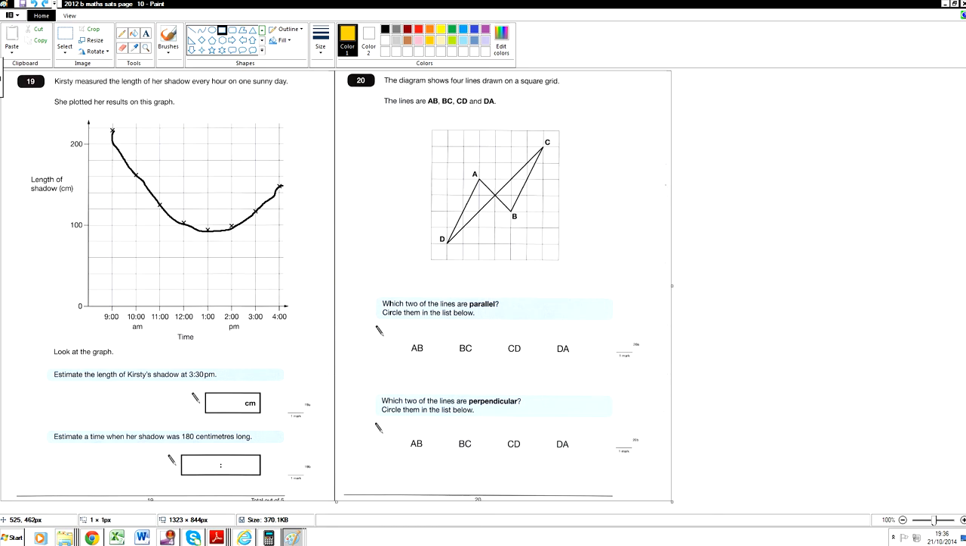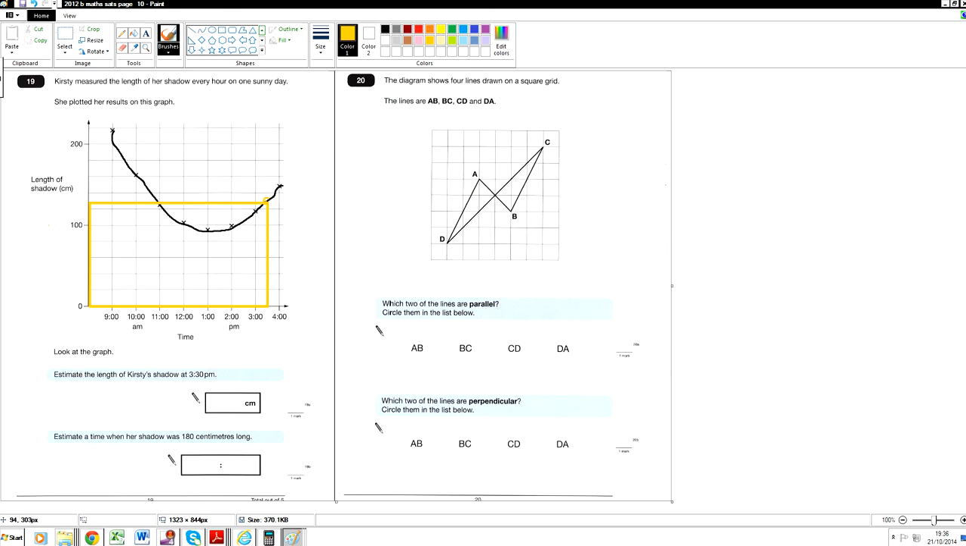So I'm going to show you how we do it. Now if 3:30 is here, we draw a line straight up, it hits the graph, and then it goes straight across. And that should give you the value there. What kind of value do we have there? That's 100, 120, 140, 160, 180, 200. So that's 120 and that's 140. So that number is approximately 130.